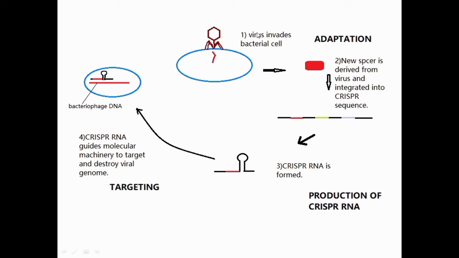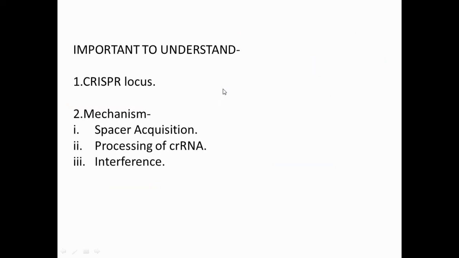So this is the normal overview of the CRISPR-Cas mechanism, how it generally works. Okay, now let's talk about it in detail. To understand the CRISPR-Cas mechanism, first we need to understand two important things. First one is the CRISPR locus, and second one is the mechanism. The mechanism is again subdivided into three steps: the spacer acquisition, processing of CRISPR RNA, and the interference. So let's discuss them one by one.